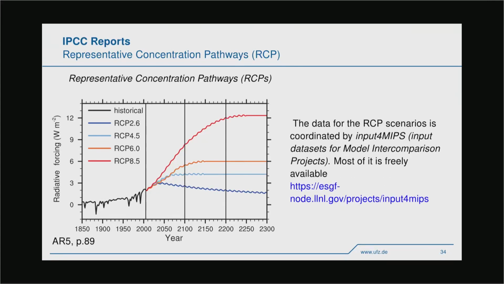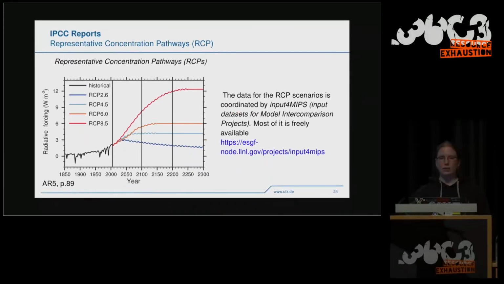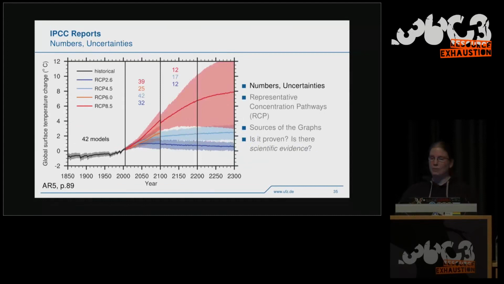The data for the RCP scenarios is coordinated by, again, the input4MIPs, input database for model intercomparison projects that I told you before. And most of it is freely available, and I gave you the link. So if you want to run your own climate model and test it with these inputs, you can find it there. And now I will explain the last part, the numbers and uncertainties.